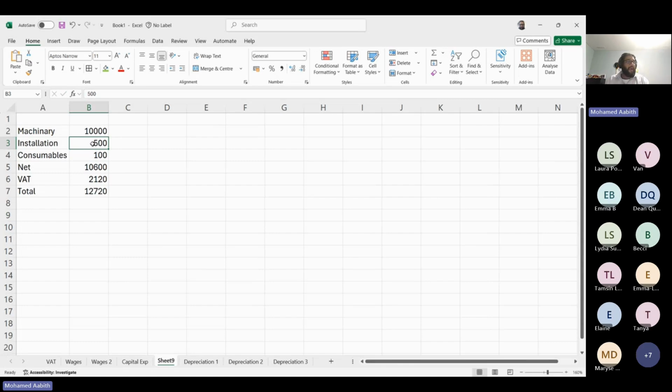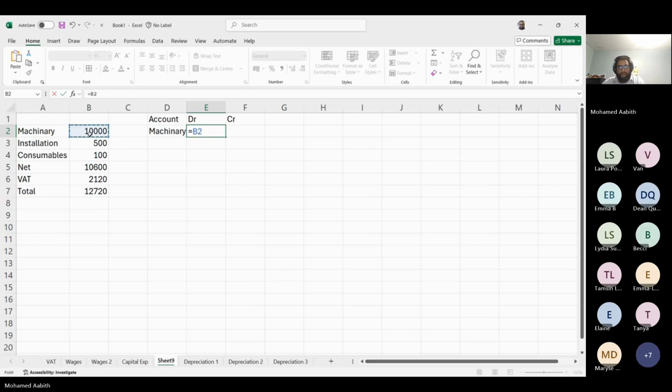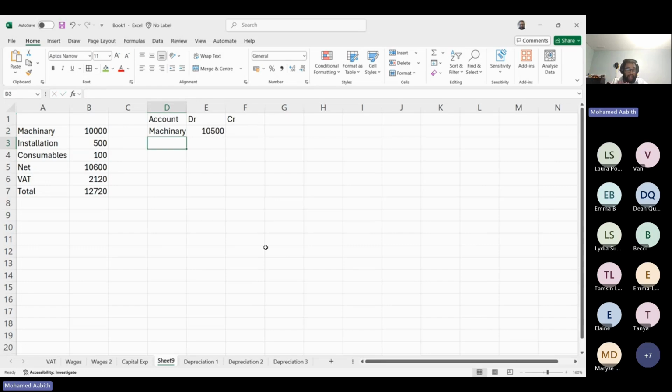So in this scenario, if I have to do an entry here, account, debits, and credits. Here, if I'm going to capitalize the value of the machinery, I have to consider this amount here, 1,000 and 1,500. So these two will be the cost of machinery. Can you remember? I can claim the VAT back. So this is going to be going on a different account.